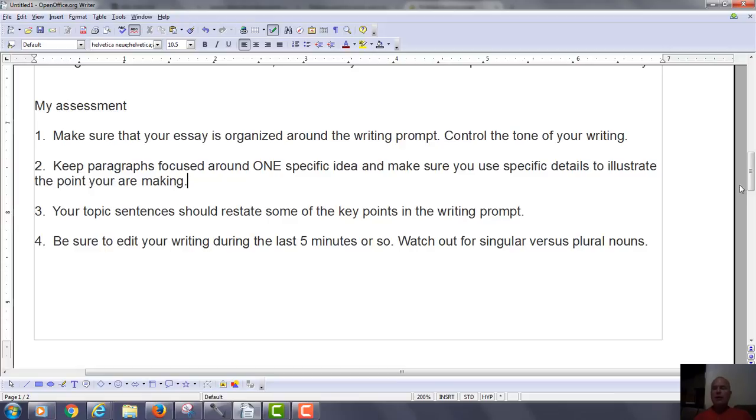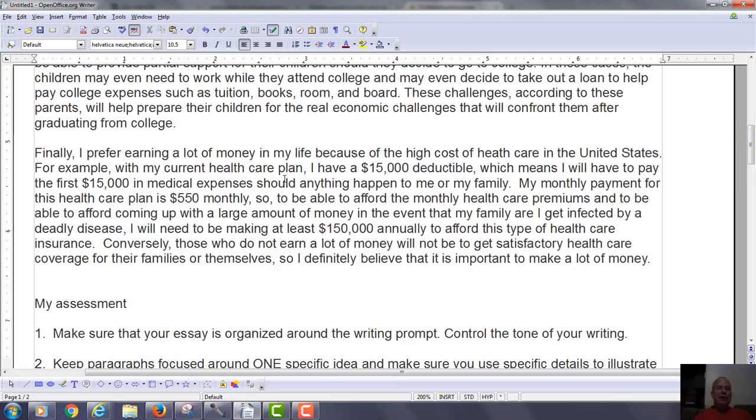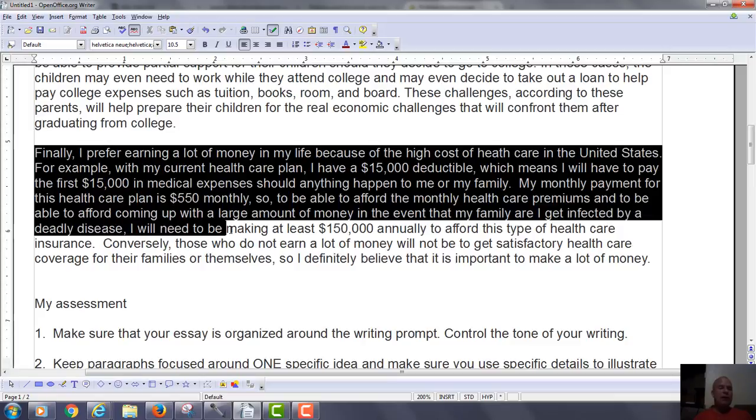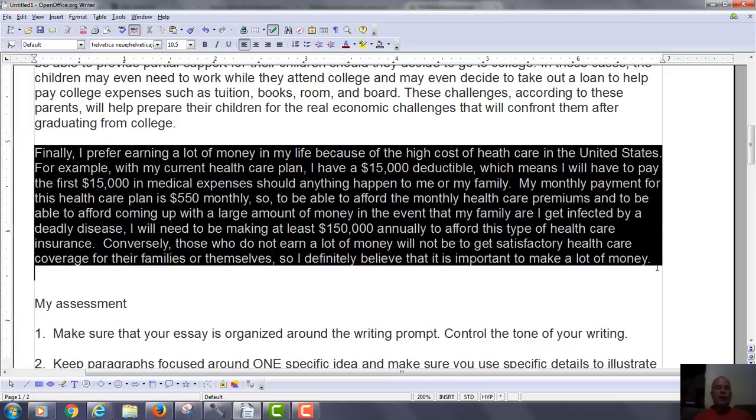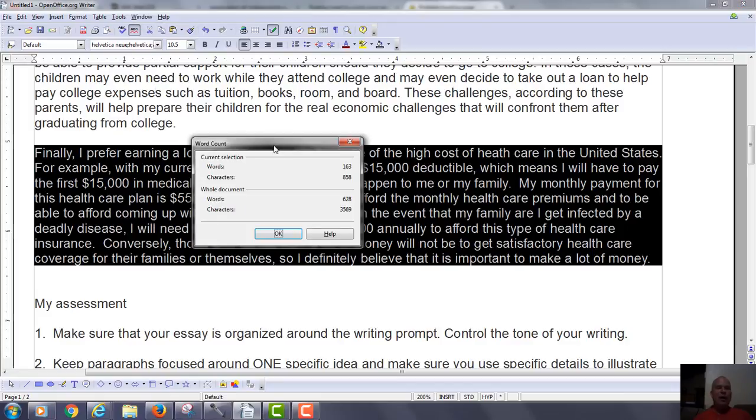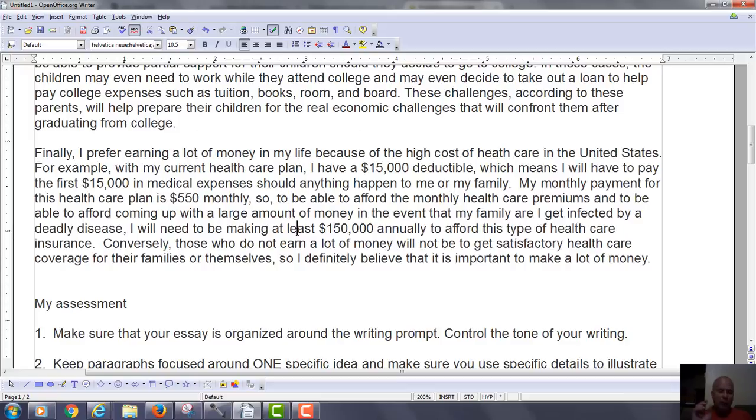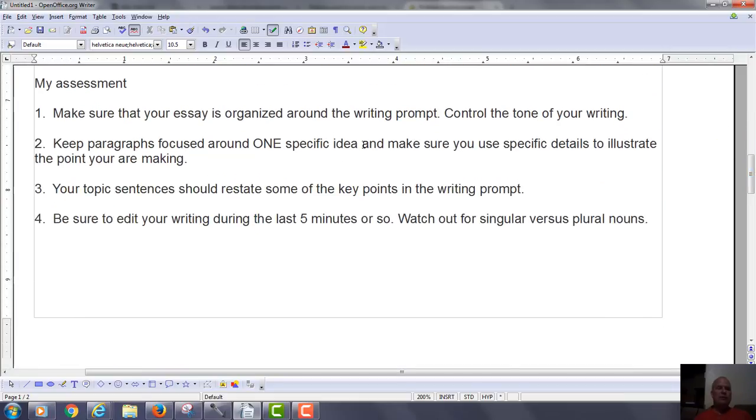Right? So the example here is, notice how this whole paragraph here is only focused on healthcare. How many words did I write about healthcare? 163 words. I was just focusing on one idea. And that's good. That's showing progression of thought, showing that I can take an idea and develop that. That's very good for your writing score. All right? Okay, let's keep going.